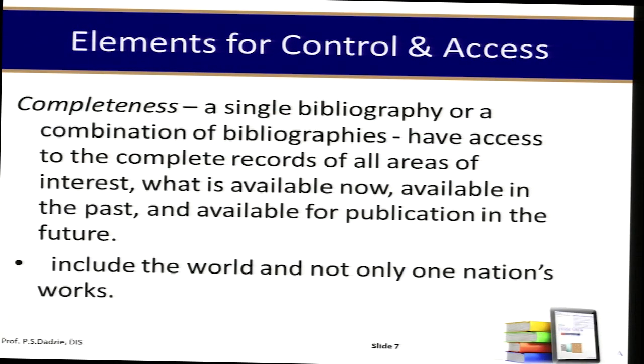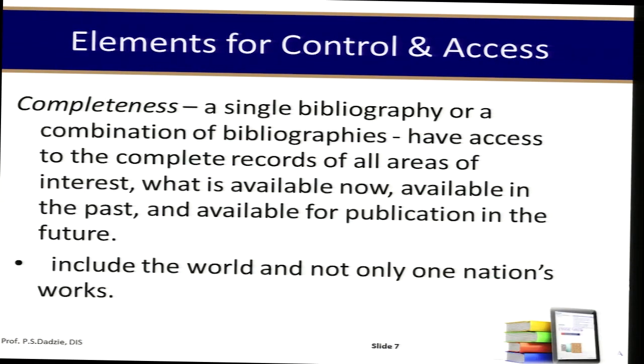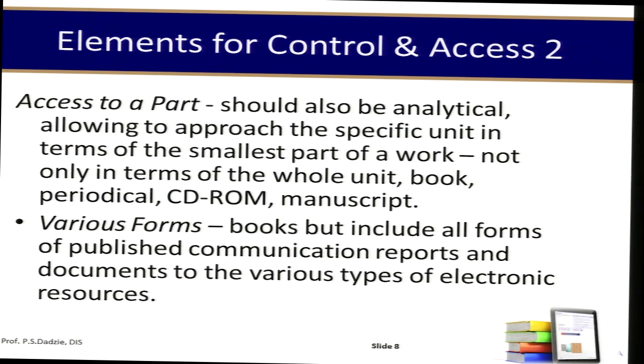For an effective bibliography, we need a number of elements. Now we're going to look at the elements which are important for bibliographies and for control and access. First, completeness. A bibliography should be complete to the extent that we'll be able to find out what is available today, what was available in the past, and what will be available in the future. It includes the world and not only one nation's works.